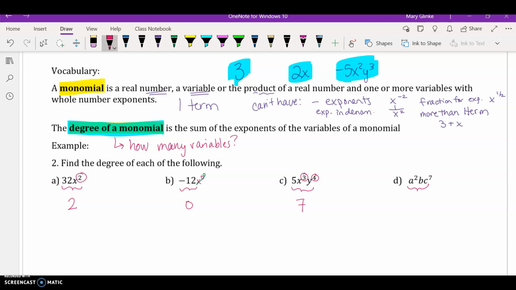So the next one, we have 2 a's, 1 b, and 7 c's. So all in all, there are 10 variables for this one term. Now you have to be careful because we're only looking at monomials. We're not looking at something like a squared plus bc to the 7th. We could not do that the same way. So we'll talk about that in a minute, but these were only for monomials.